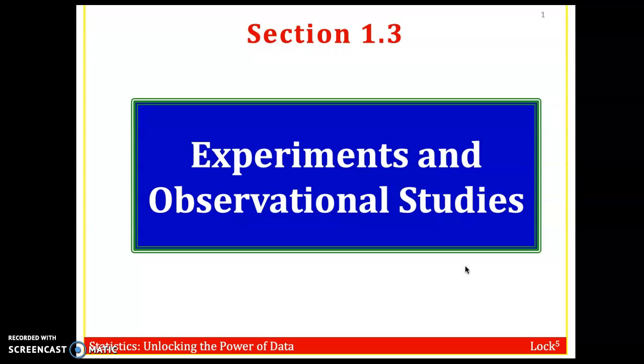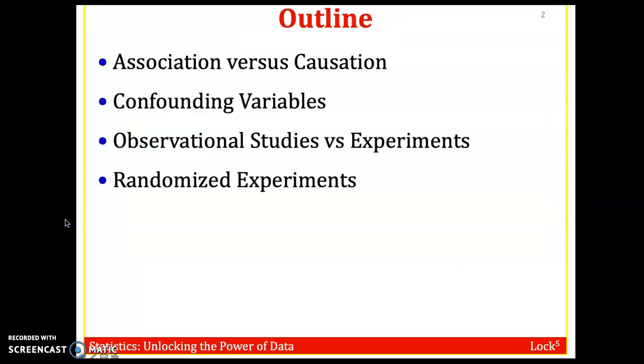Instead of answering multiple choice questions on this, I'm actually going to have you fill out a discussion form with a bunch of question prompts. And then hopefully we can do an online dialogue with some of your classmates. But let's start going through the material. First things first, here's the outline. We're going to talk about association versus causation, confounding variables, observational studies versus experiments, and randomized experiments.